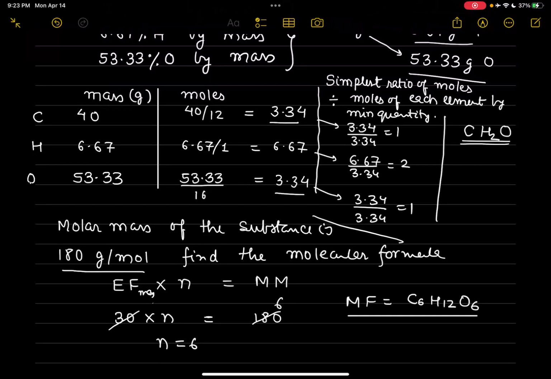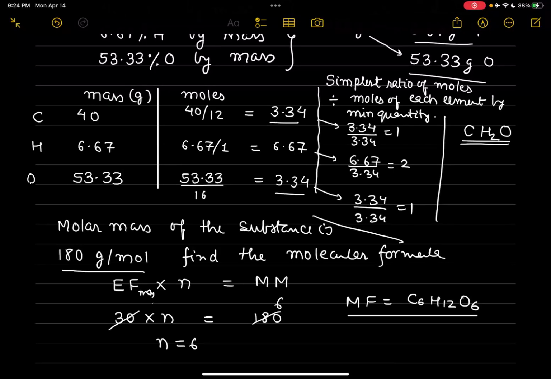So that's how we get it. What will they give you? They will give you the elemental percentages. Take them as mass, convert them to moles, get the simplest ratio of the moles, get the empirical formula, get the empirical formula mass, multiply it by n and equate it to molar mass, get the value of n and get the formula. This is the whole step-by-step algorithm for getting the molecular formula of a compound. I hope this is clear to you, right?